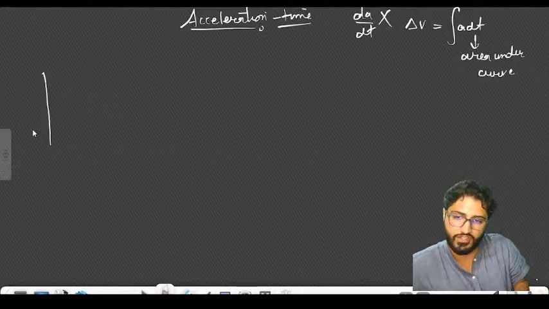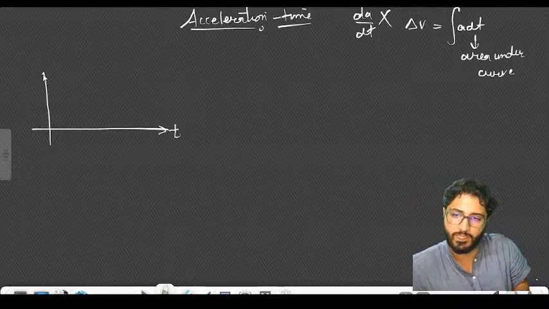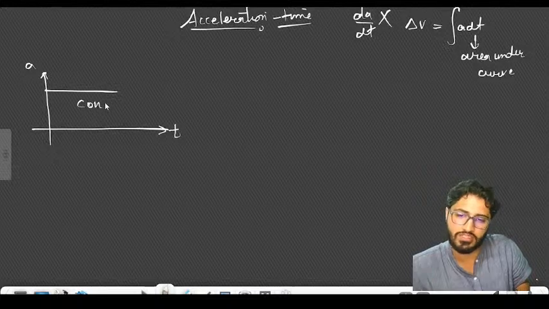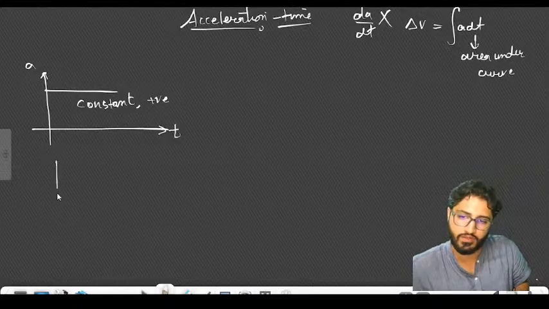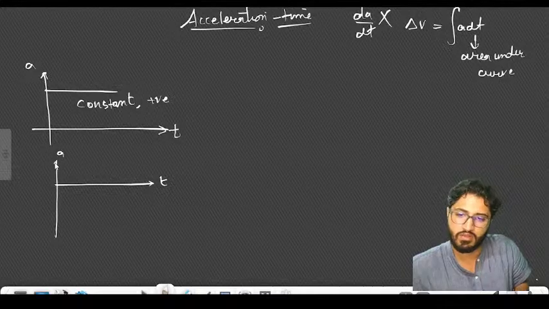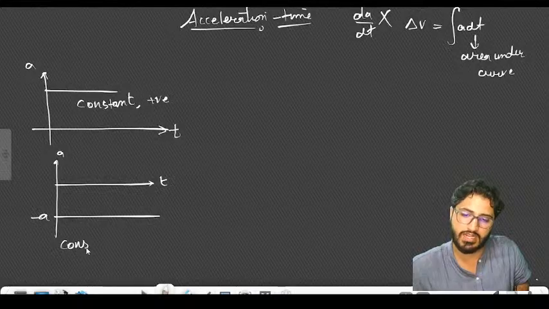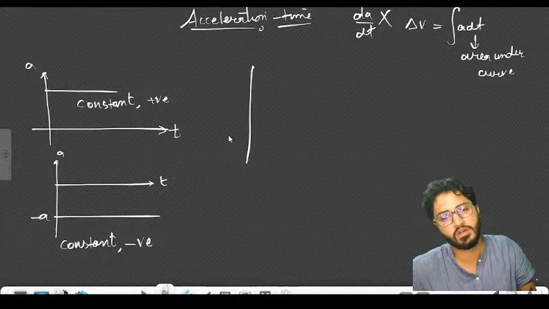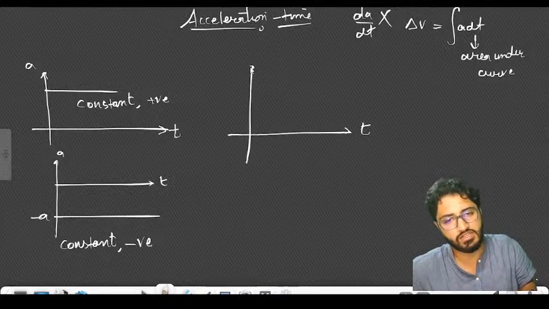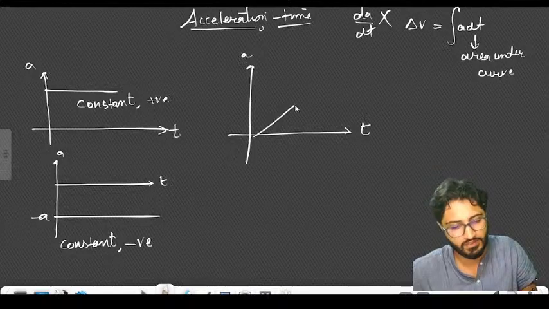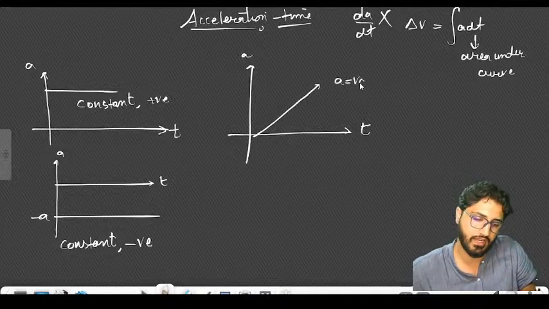So, first graph, T A. What does this line indicate? Constant acceleration but positive. What does this thing represent? Constant acceleration but negative. What does this thing represent, beta? My acceleration is variable.